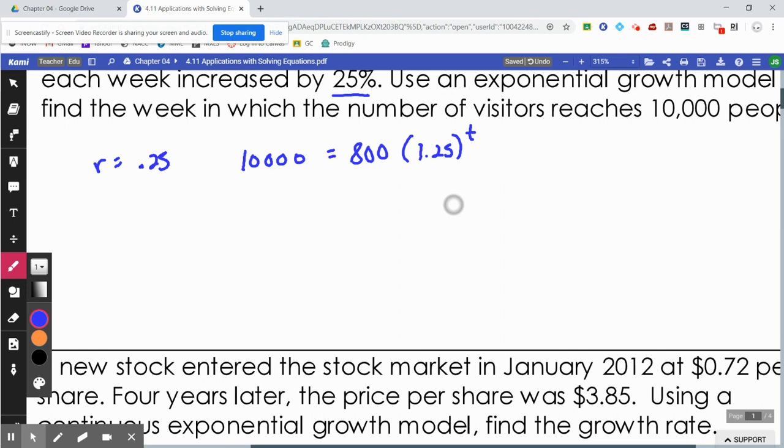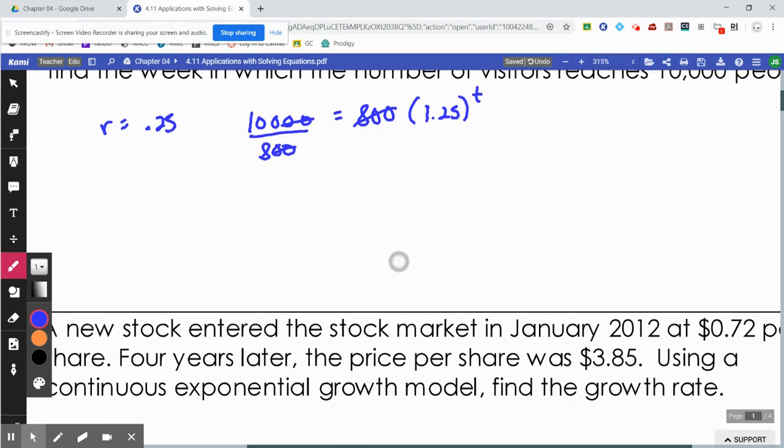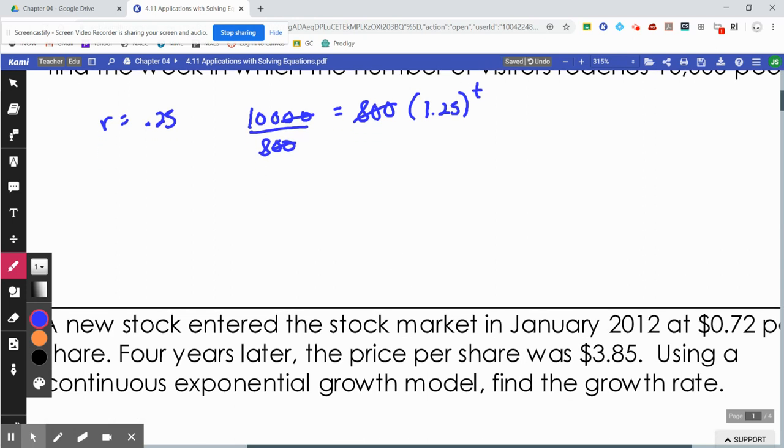The way we solve it, again, we have an exponential equation. Let's isolate our exponential by getting rid of the 800 by dividing by 800. Now, what I would like to do here is reduce this, divide top and bottom by 100, which gives me 100 over 8. And you could even reduce that even further. 100 divided by 8 gives you 12.5 equals 1.25 to the t power.